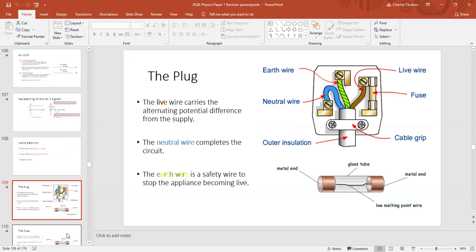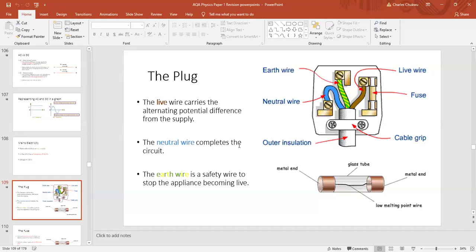Okay, so let's see some other things that relate to electricity. The parts of your plug. Of course, typically your plug has 3 pins that stick out, that enable it to be plugged into the socket on the wall. And the first one is the live wire. The live wire is usually the one that's connected to the fuse. It carries the alternating potential difference from the supply. That's the AC current. That's why it's called the live wire.